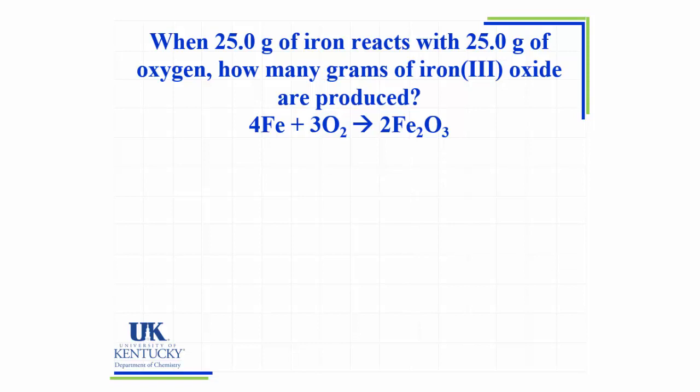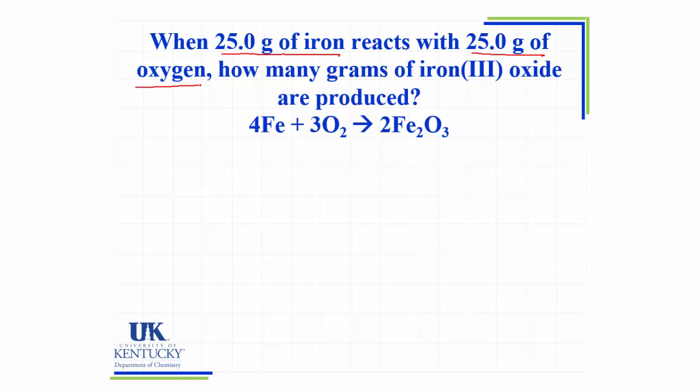When we do a limiting reagent problem, we really approach the problem no differently than when we do any other stoichiometry problem. The main difference is that we have the amounts of two different substances. Here, we're told we have 25 grams of iron and 25 grams of oxygen. So the first thing we have to figure out is which one is our limiting reagent, because the limiting reagent is the substance that will limit the amount of product that can be formed. So for our limiting reagent problem, we're actually going to do two calculations using stoichiometry.